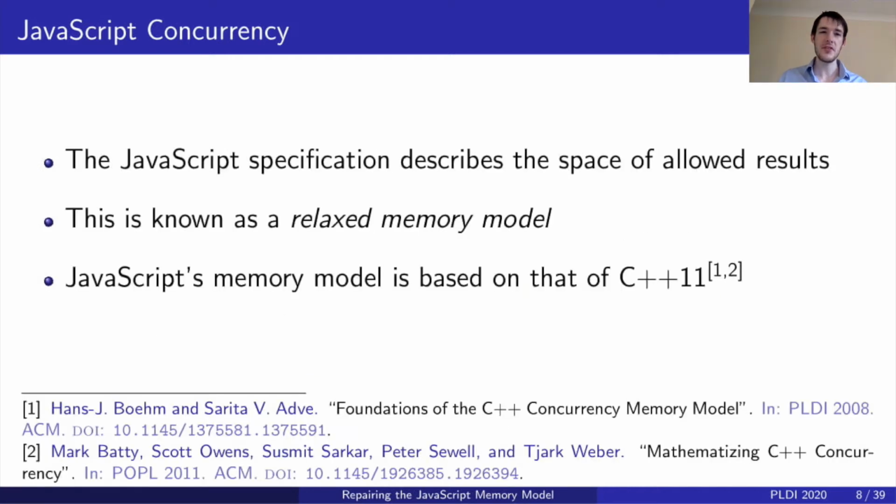So, if we want to specify which relaxed behaviors are allowed and which are forbidden for a given program, we need a semantics with a relaxed memory model. The JavaScript specification already defines a relaxed memory model based on the existing model of C++11 with some minor modifications to handle programs with mixed size, partially overlapping accesses. This is the model that we are investigating.